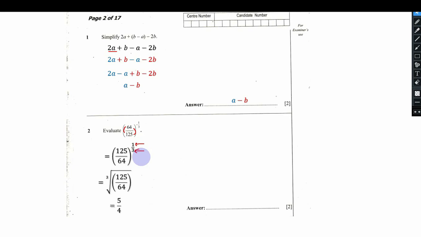So we have our answer, and let us learn to leave our answers in mixed fraction. Don't write it as a decimal fraction, no, but as a mixed fraction. So this one can be written as 1 and then 1 over 4 as our final answer. Okay, we proceed to question number 3.